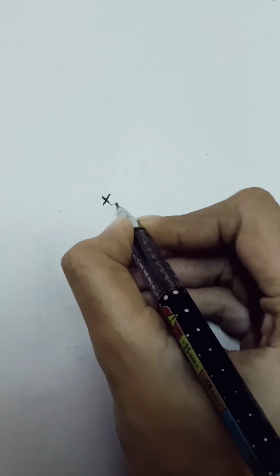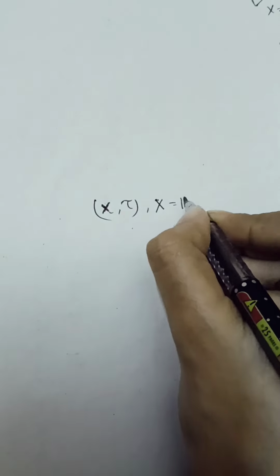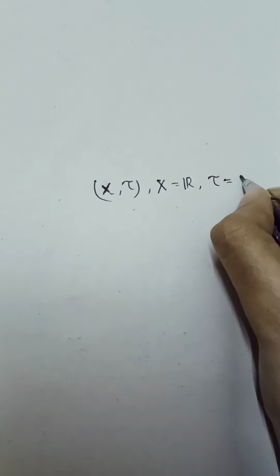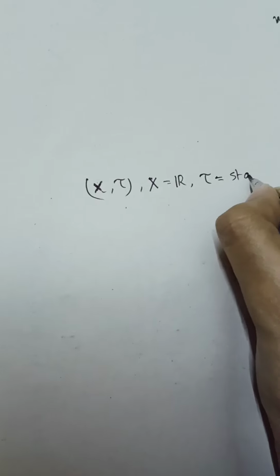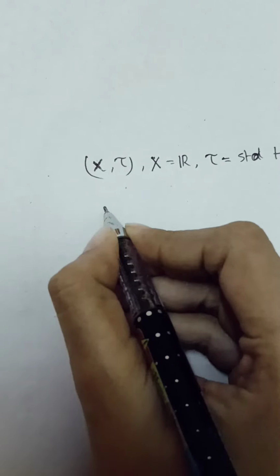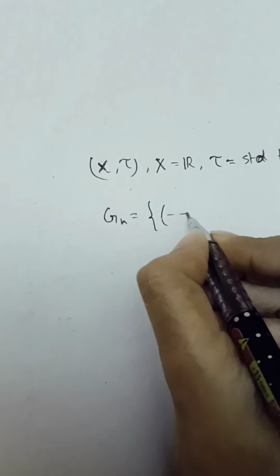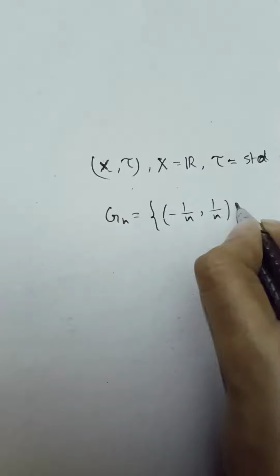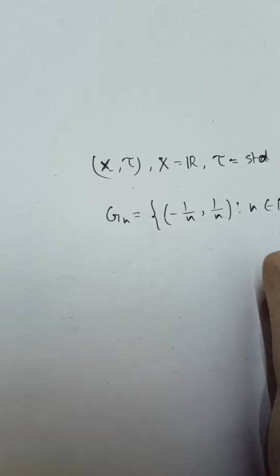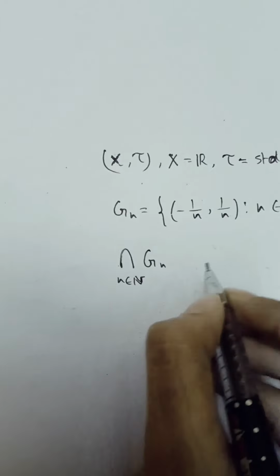Let (X, tau) be a topological space such that X is R and tau is the standard topology. Okay, standard topology. Then if we consider the set G_n equal to the open interval minus 1 over n to 1 over n, where n belongs to the natural numbers, then the intersection of all G_n will be what?